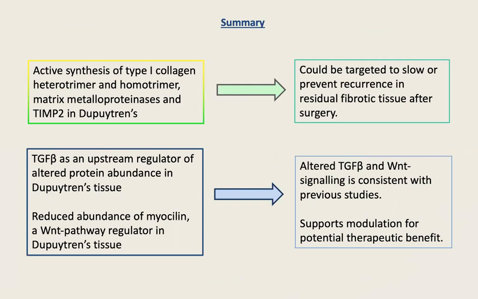in some samples, and of increased new production of matrix metalloproteinase 3 and 2, and of tissue inhibitor of metalloproteinase 2 in Dupuytren's disease. Hence, this new synthesis could be contributing to recurrence and could potentially be targeted to slow or prevent recurrence. We also identified alterations in TGF-beta regulated proteins and a different expression of myocilin, which is a Wnt pathway regulator, and alterations to these pathways are consistent with previous studies and support modulation for potential therapeutic benefit.